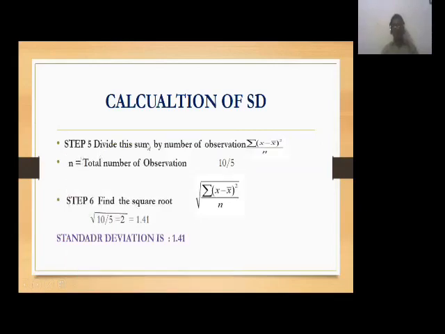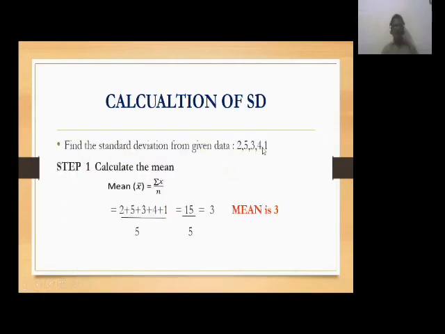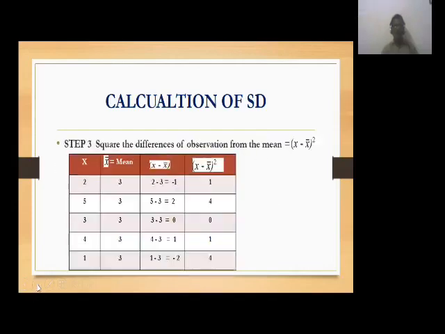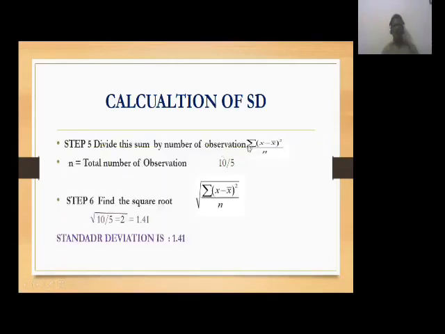So step 5, divide the sum by the number of observations, that means sigma x minus x bar whole square by n. Here n is the total number of observations. This is the difference between the discrete and continuous frequency table: in a continuous frequency table, we use sigma f for n. So here the total number of observations is only 5, that is 1, 2, 3, 4, 5. So sigma x minus x bar whole square is 10, and the total number of observations is 5.